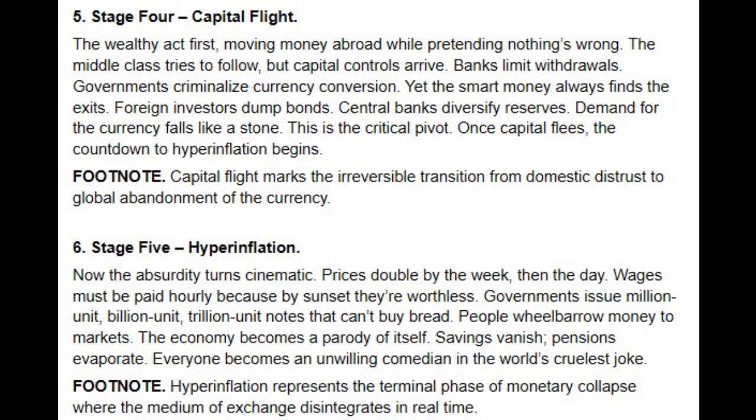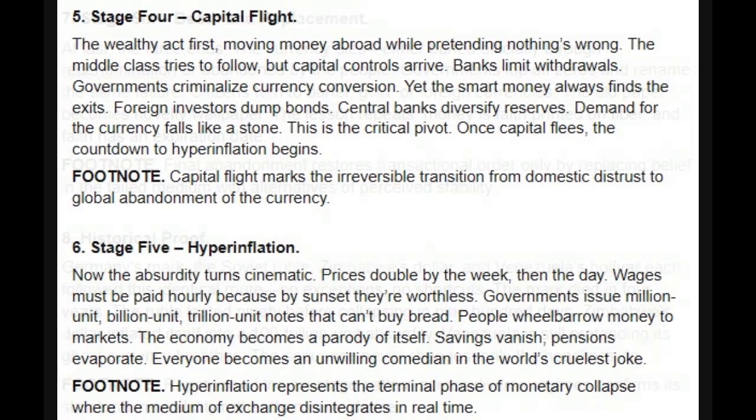6. Stage 5, hyperinflation. Now the absurdity turns cinematic. Prices double by the week, then the day. Wages must be paid hourly because by sunset they're worthless. Governments issue million unit, billion unit, trillion unit notes that can't buy bread. People wheelbarrow money to markets. The economy becomes a parody of itself. Savings vanish, pensions evaporate. Everyone becomes an unwilling comedian in the world's cruelest joke. Footnote. Hyperinflation represents the terminal phase of monetary collapse where the medium of exchange disintegrates in real time.